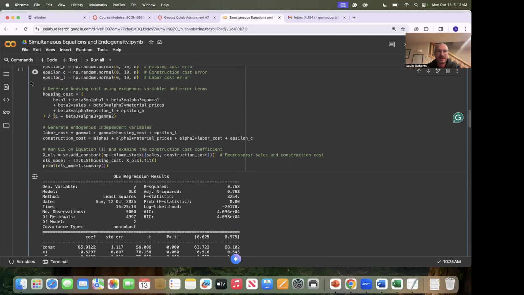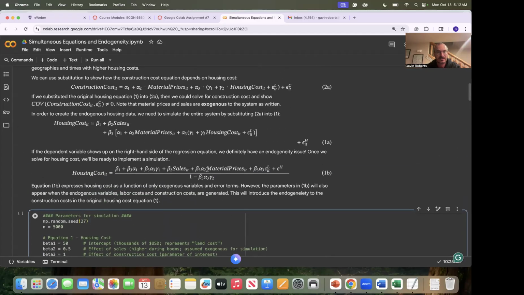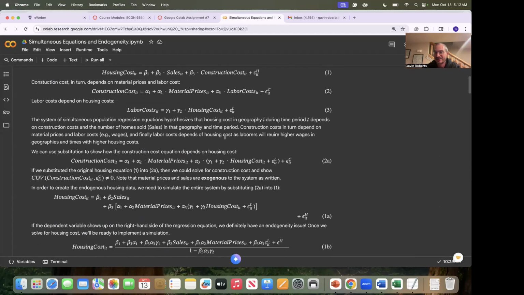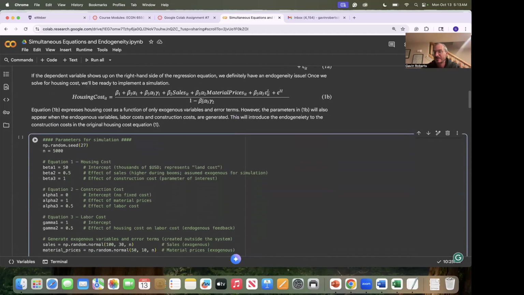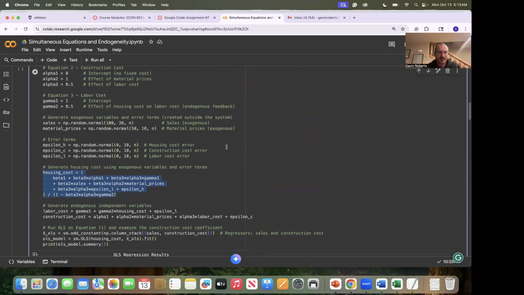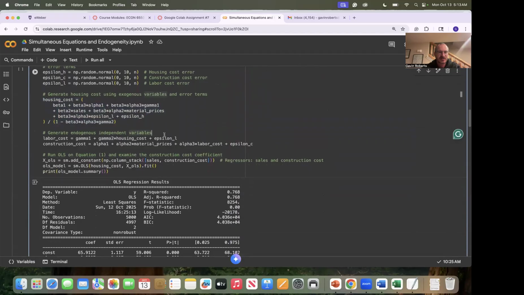But then here we go. Now we're going to create housing costs, because what does housing cost depend on? Here is how we're creating housing costs. We're not using construction costs because we haven't created it yet. We're using just our exogenous variables to create housing cost. So there's that. Now we can generate endogenous variables. So we know labor cost depends on housing costs. So that's why we needed to make housing costs first to create that.